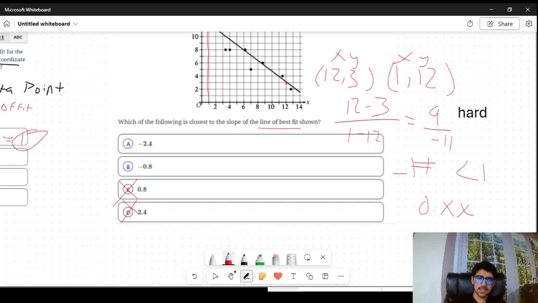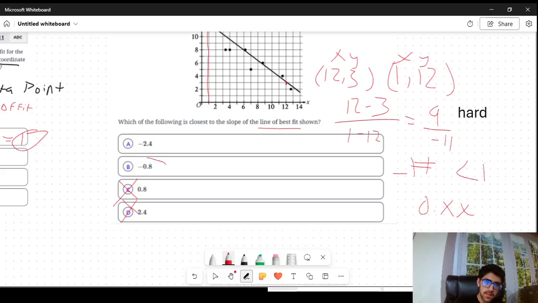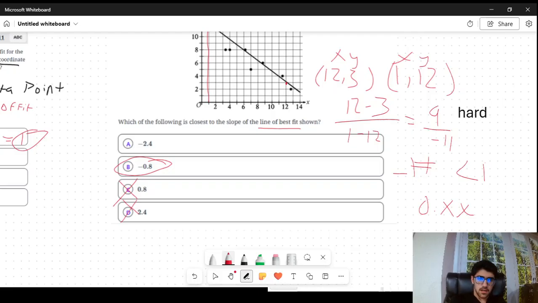So the only option that is a negative number smaller than 1 in size, let's say the number is 0 point something, that would be like 0.8. So if you solve for it, like let's say 9 over 11, 9 out of 11 is, I think it's like 0.88. 9 out of 11 is 0.81. So yeah, it's almost exactly, we got it, 0.81.